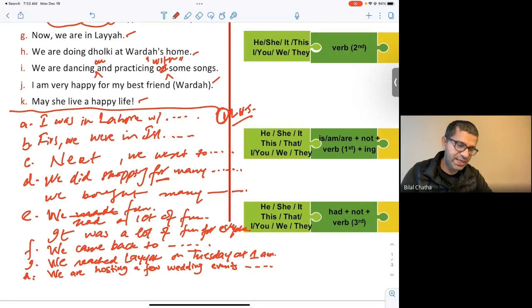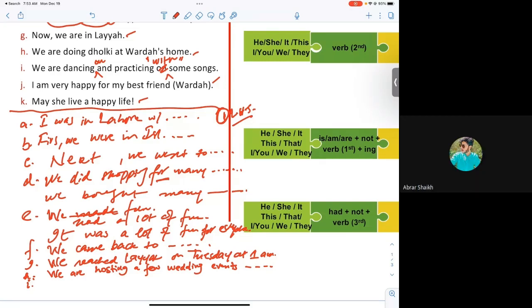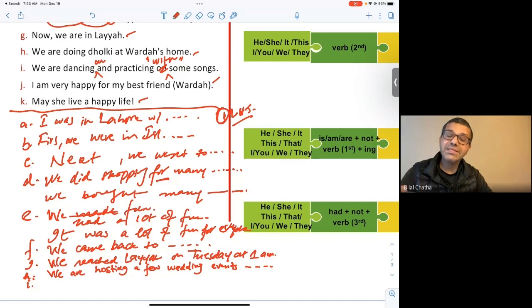Statement I: we are dancing and practicing. We're dancing and practicing with some songs. Any suggestions there? Abrar: We are practicing for dance on some songs. Okay, so we are practicing some dance routines.